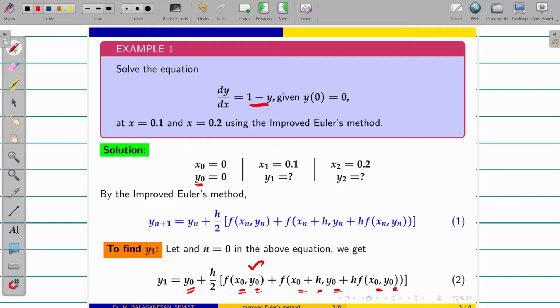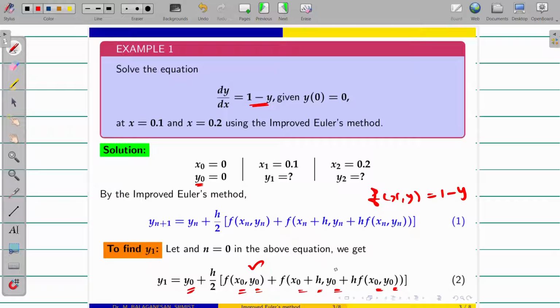What is our function now? f of x comma y is equivalent to the given differential equation dy by dx. It is 1 minus y. This is my f of x comma y. If you want to find f of x naught comma y naught, I have to put suffix 0 here. Then 1 minus y naught, the value of y naught is 0, so it will be 1. This value will be 1. In that way we have to find.